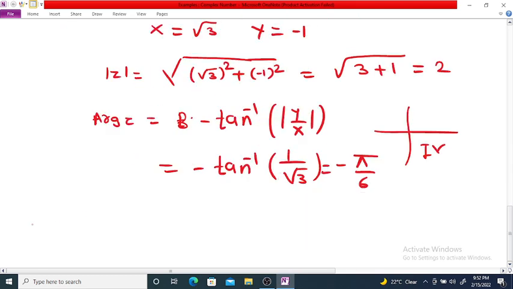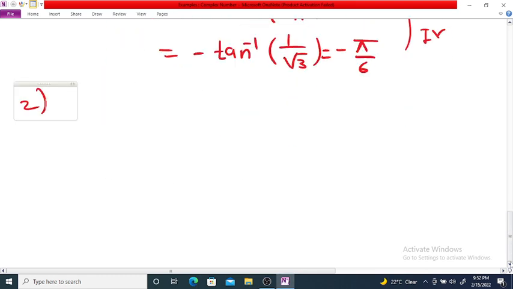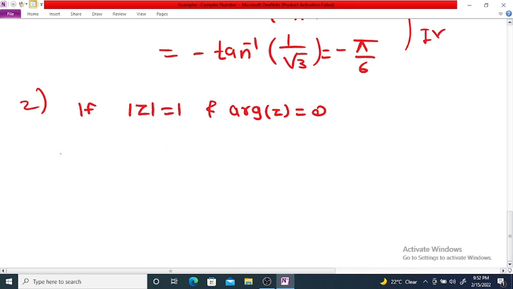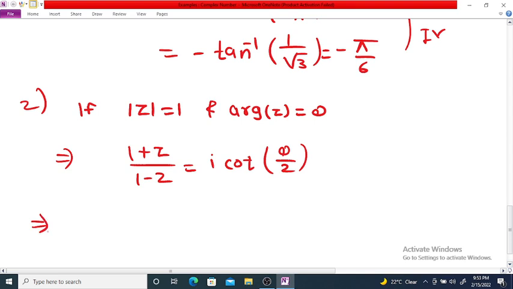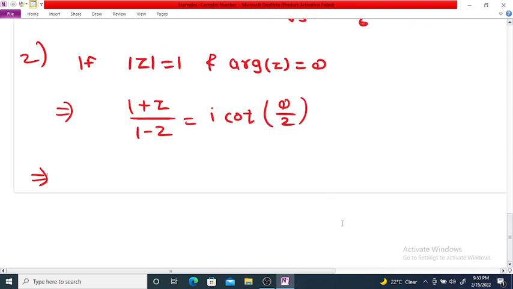Now example number 2. Given that mod of z is equal to 1 and argument of z is equal to theta, then show that 1 plus z over 1 minus z is equal to i times cot theta by 2. Prove this. So the given mod of z is equal to 1 and argument of z is equal to theta.